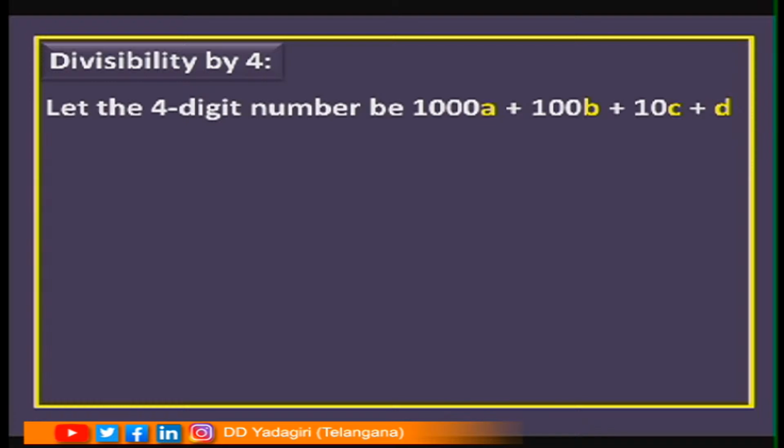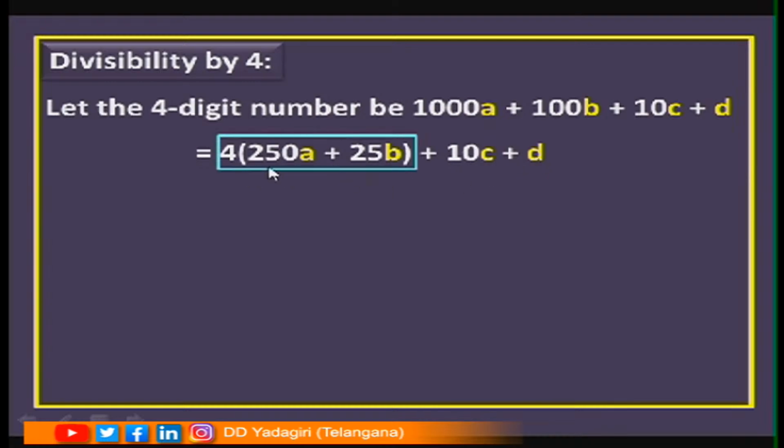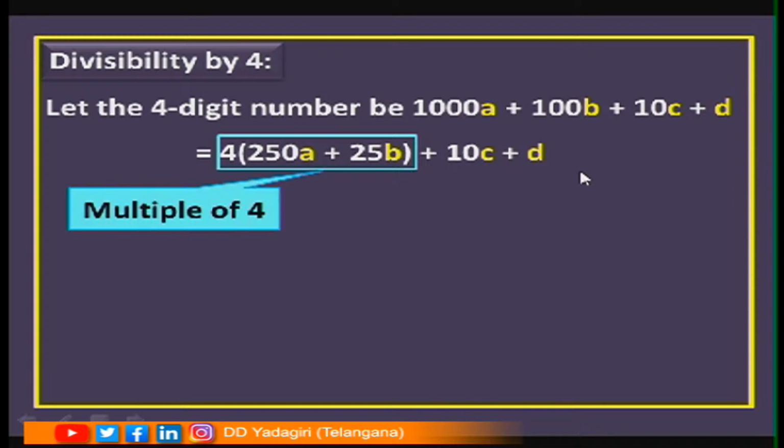Now let us move on to our next divisibility rule, that is divisibility by 4. So let us consider a 4-digit number as shown. Now I am going to take 4 common from these first two terms. So if I take 4 common, I get 250A, plus from 100 I have taken 4 common, I get 25B, plus 10C plus D as it is, no change. Now if you notice this number, that is 4 into 250A plus 25B, it is a multiple of 4, or it is divisible by 4.